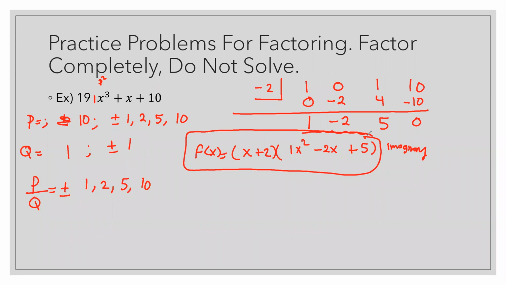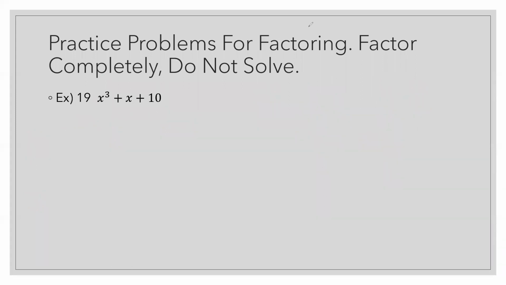Okay, last and final one. Number 20, example 20. We have x cubed minus 4x squared minus 3x minus 10. So what's our p and what's our q? So my p is actually 10, and all the factors of 10 are plus or minus 1, 2, 5, and 10, right? And then what's my q? My q is going to be 1, and all the factors of 1 are plus or minus 1.